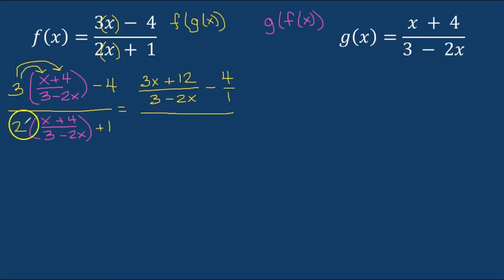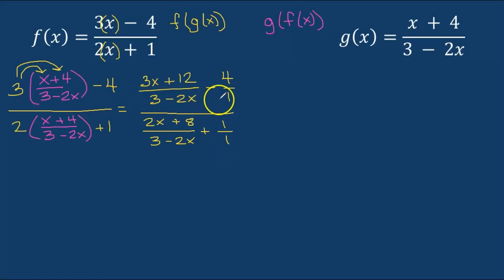In the denominator, I have the same thing. 2 times x is 2x. 2 times 4 is 8. And the denominator is 3 minus 2x. This is adding 1, and again, I'm going to do myself a favor by turning it into a fraction.